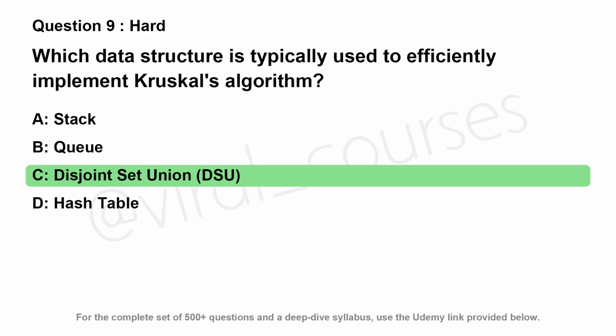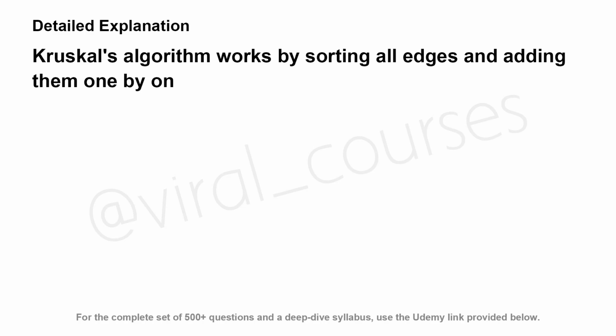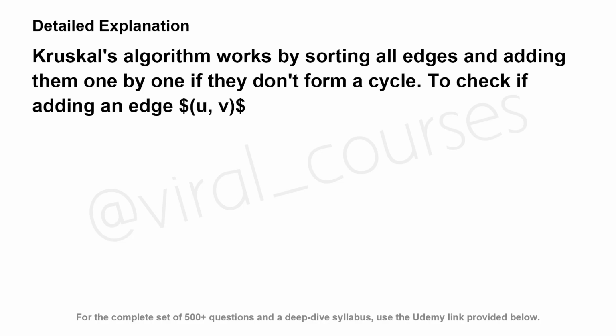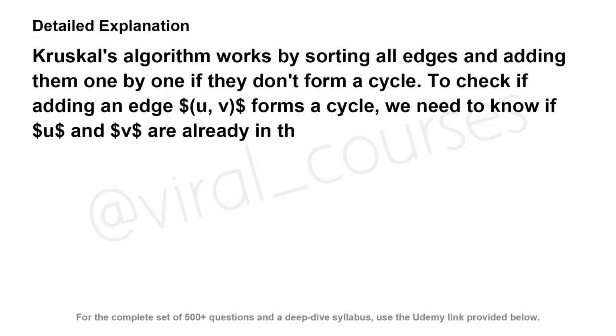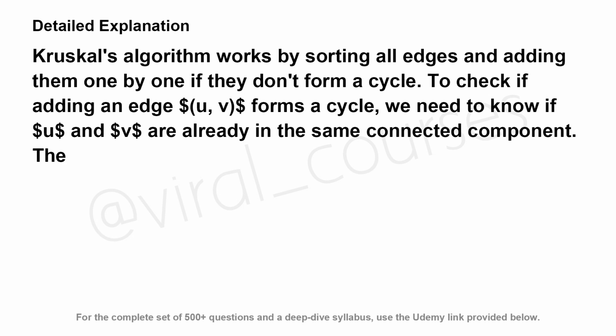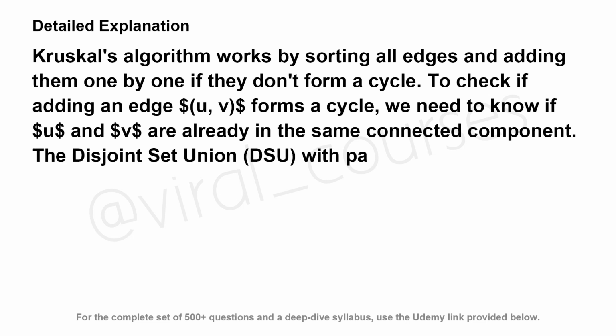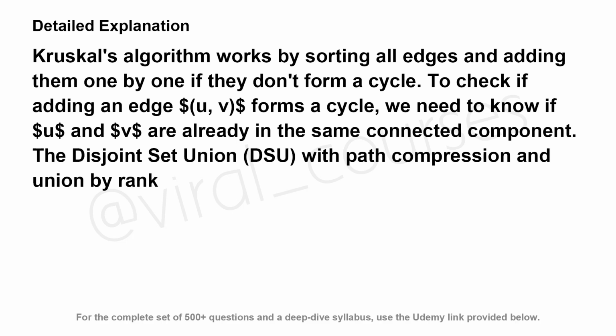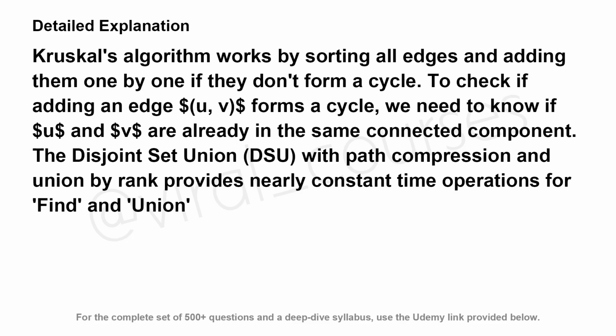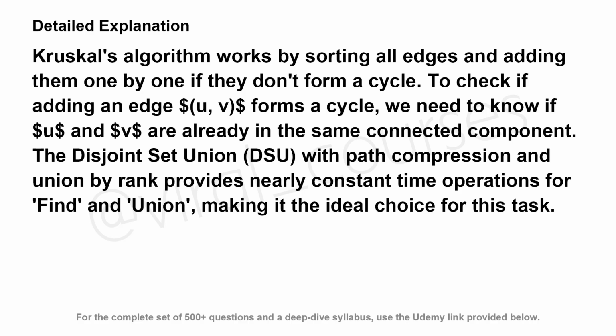The correct answer is C. Kruskal's algorithm works by sorting all edges and adding them one by one if they don't form a cycle. To check if adding an edge $(u, v)$ forms a cycle, we need to know if $u$ and $v$ are already in the same connected component. The disjoint set union, DSU, with path compression and union by rank provides nearly constant time operations for find and union, making it the ideal choice for this task.